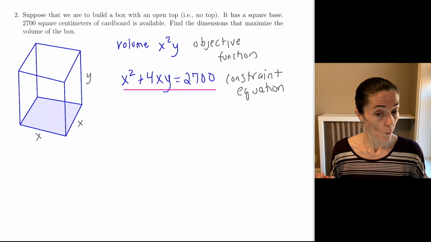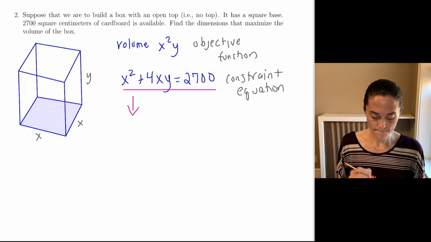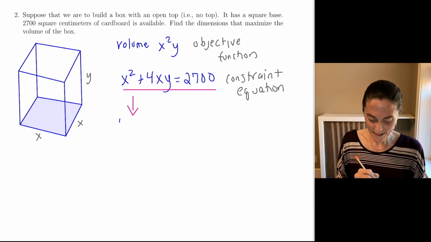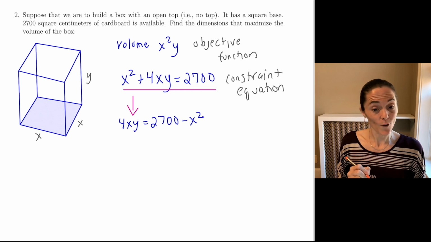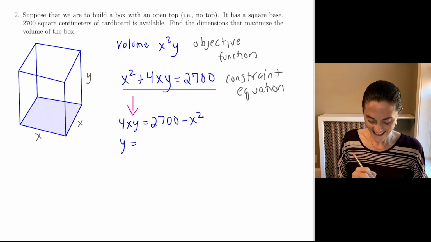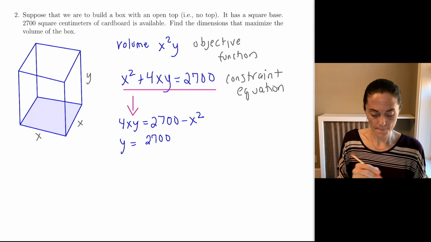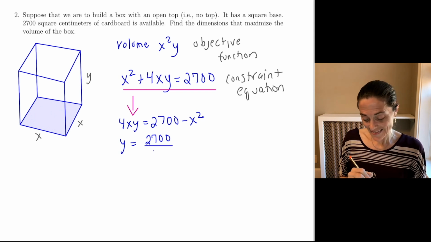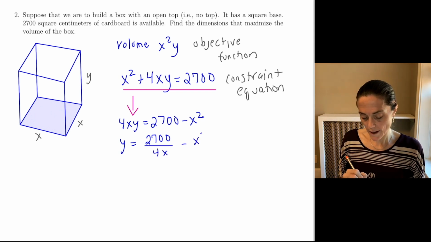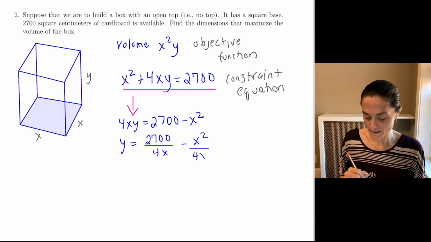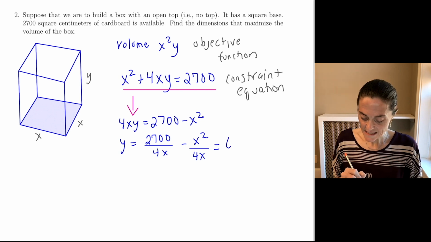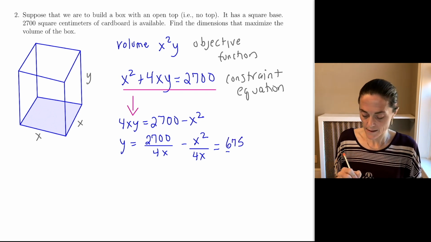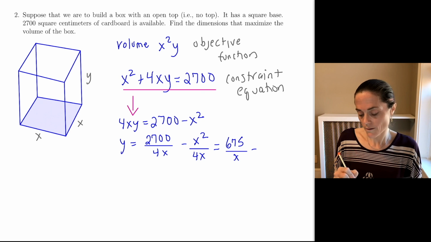And here I think that y is going to be easier to solve. So how can we do this here? You notice that 4xy is 2700 minus x squared. And now just divide everything by 4x. This would say that y is 2700 divided by 4x, and then minus x squared divided by 4x. One more step in simplifying this. This is 675 divided by x, and then we have minus x over 4.